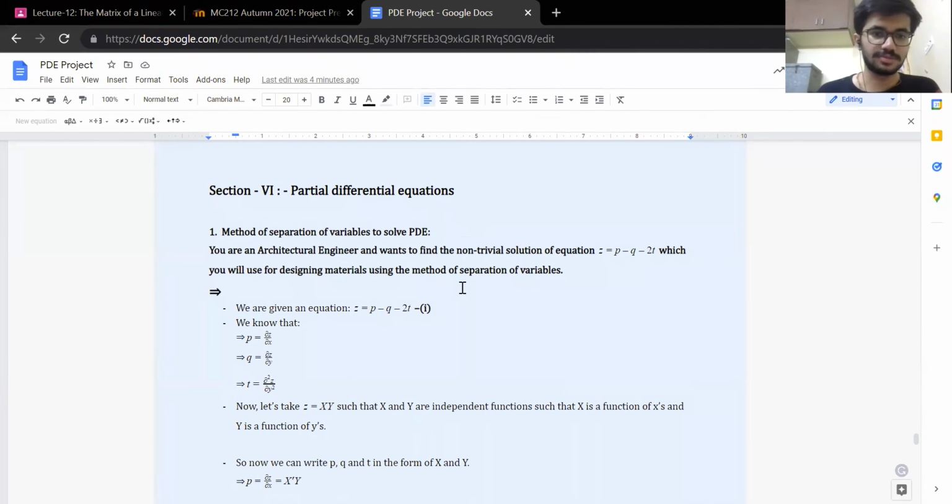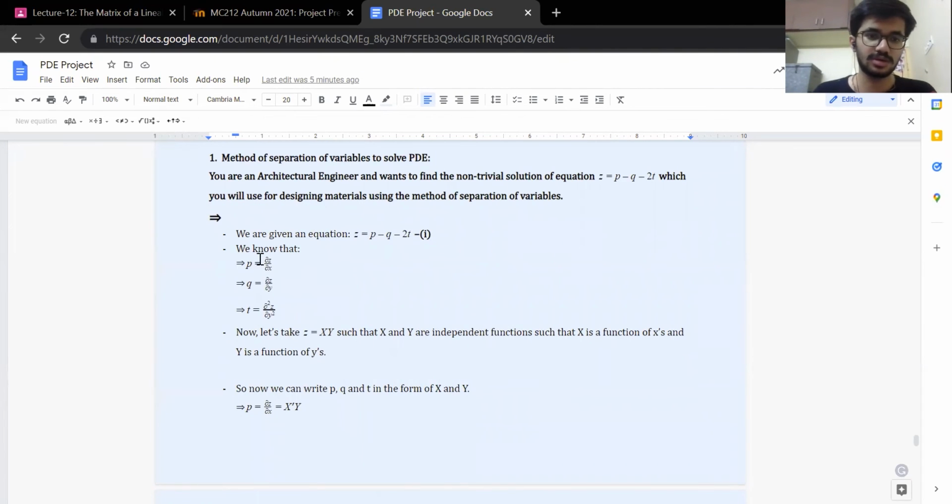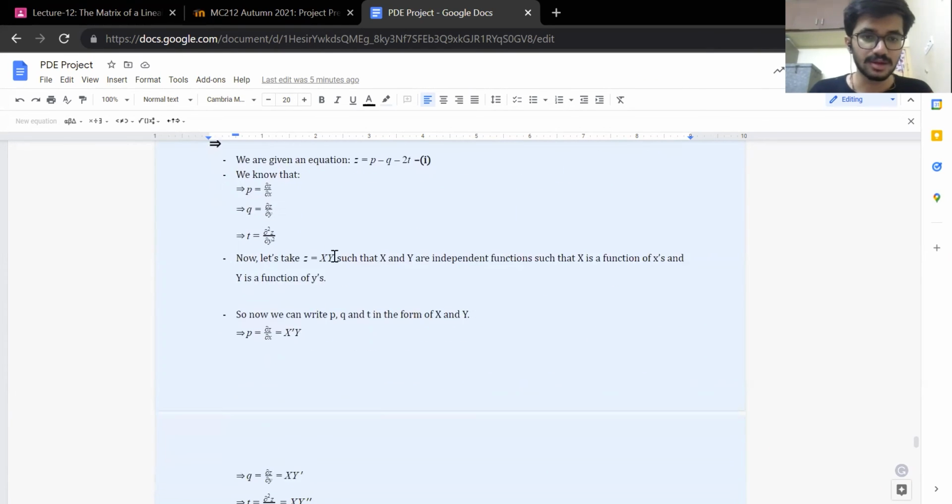So in this part, the method of separation of variables: there is an architecture engineer who wants to find the trivial solution of a given equation, which he will use in designing the material further. He also specifically mentioned that he wants to find it using the method of separation of variables. So here is the given equation. We know that we can write p, q, and t as dou z by dou x, dou z by dou y, and similarly t is dou squared z by dou y squared. So now we were asked to find the solution using the variable separable method.